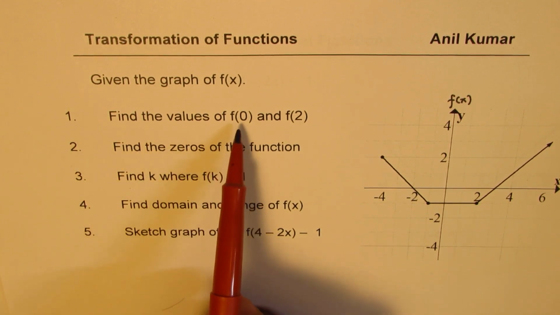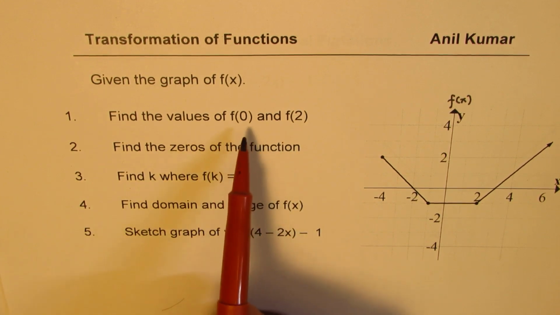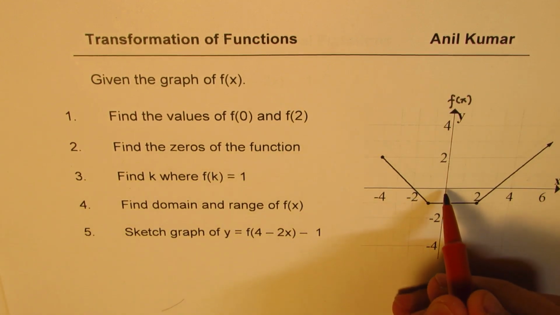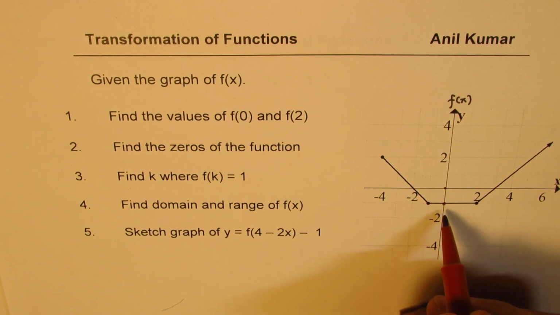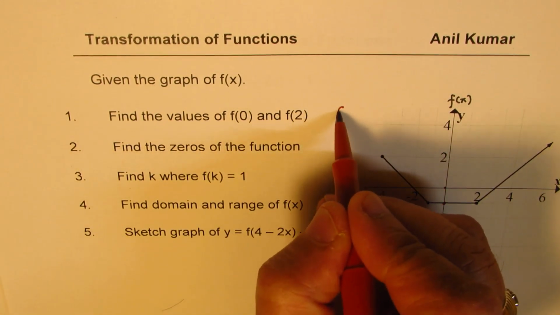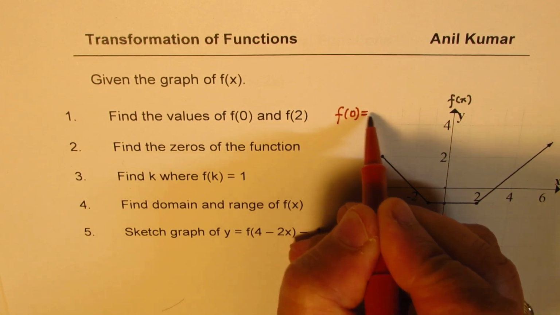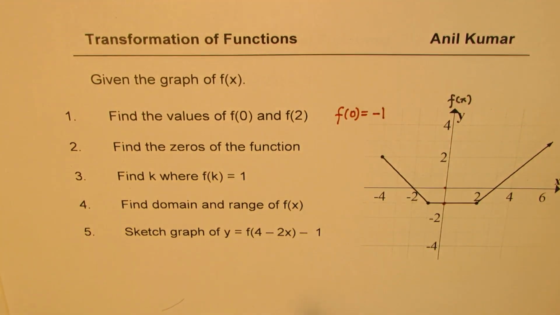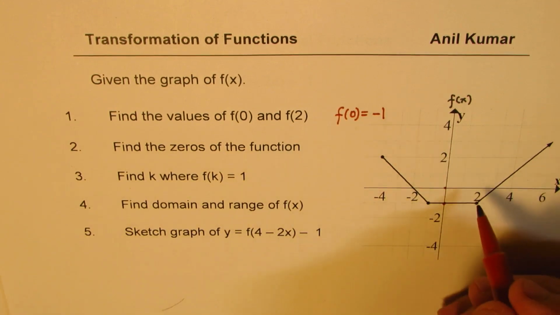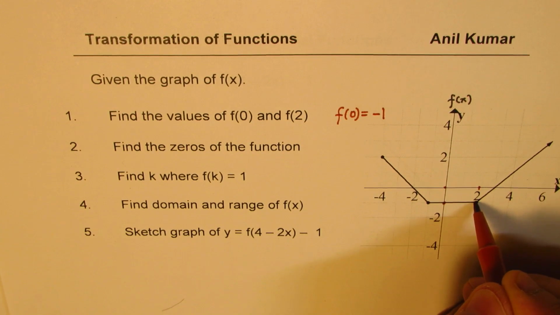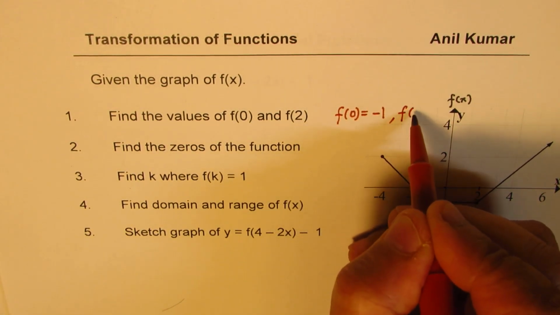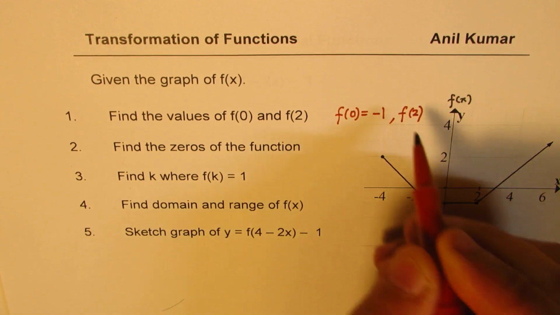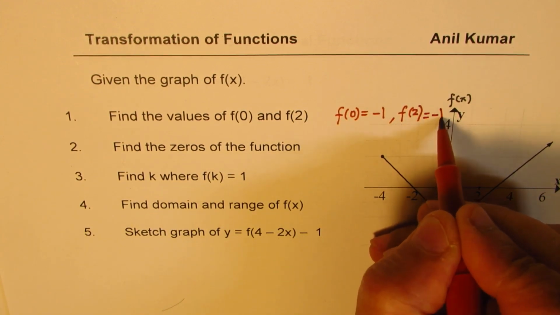Find the values of f of 0 and f of 2 means what is the value of the function at x equals 0. At x equals 0, the value of the function is minus 1. So we can write down f of 0 is equal to minus 1. At x equals 2, the value is again minus 1. So the same value, right? At x equals 2, the value of the function is also minus 1, correct?